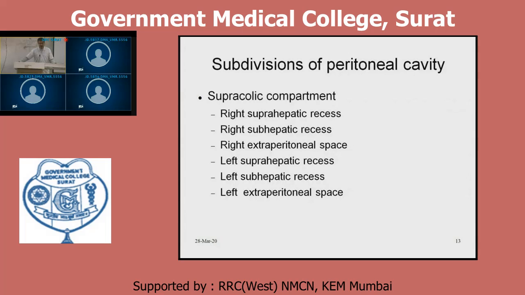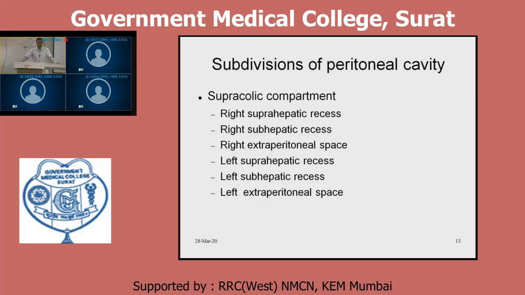Now it is a space in between this anterior abdominal wall and stomach and greater omentum. Now this supracolic compartment is again divided into right suprahepatic recess, right subhepatic recess, and right extraperitoneal recess. The first two recesses: right suprahepatic, also known as right anterior intraperitoneal recess, and right subhepatic recess, also known as right posterior intraperitoneal recess.